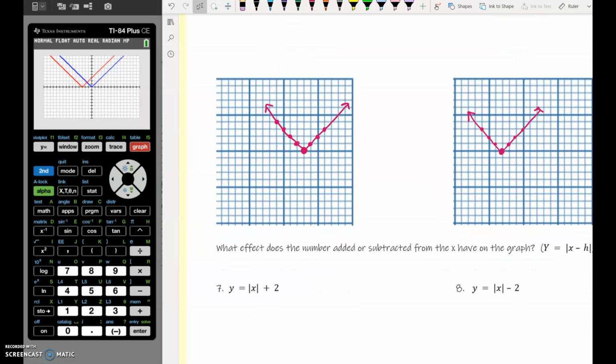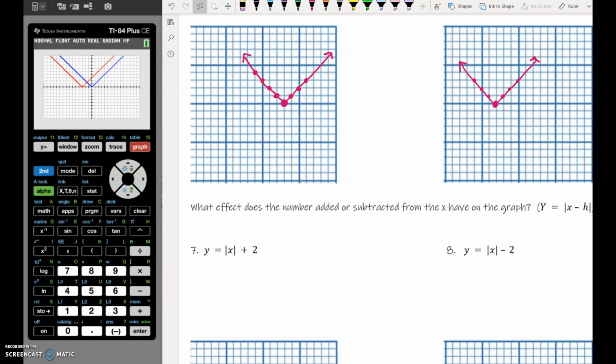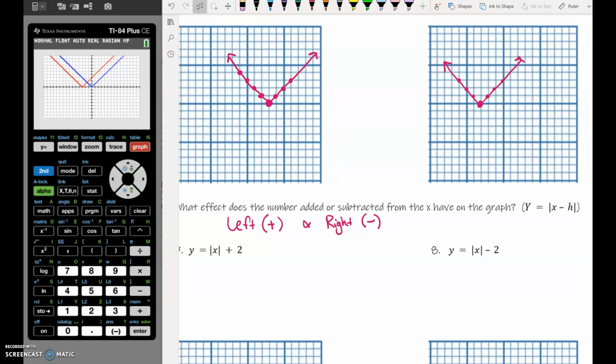So at the bottom of that page, what effect does a number added or subtracted from the x have on the graph? It shifts the graph left or right. And I want you to put a plus sign with the left and a minus sign with the right. See, this is so messed up that sometimes I even screw it up. So what I want you to remember is inside the absolute value bars is crazy town backwards world. So a minus means right and a plus means left. It's opposite of what you would assume.